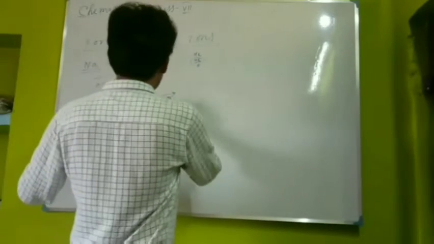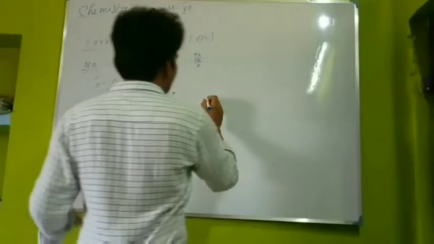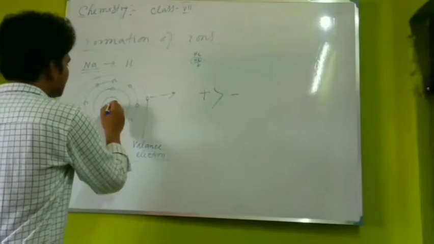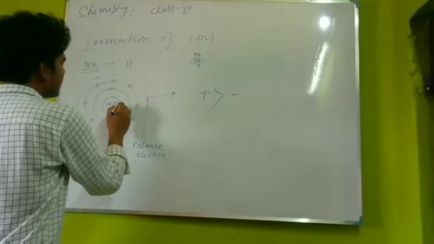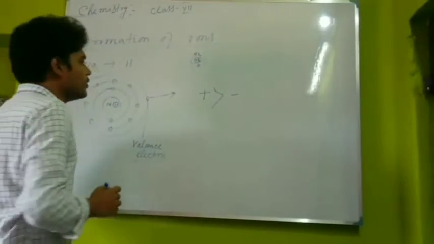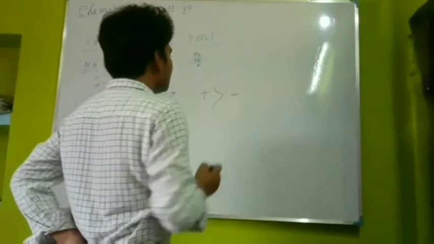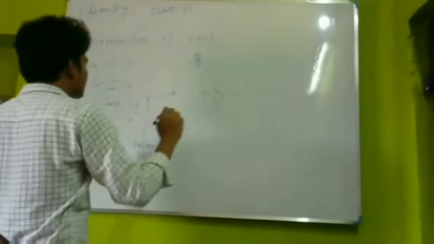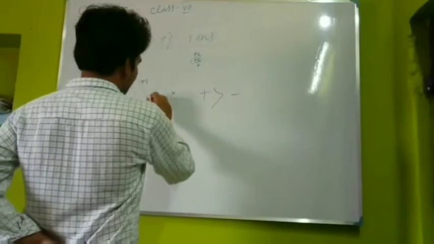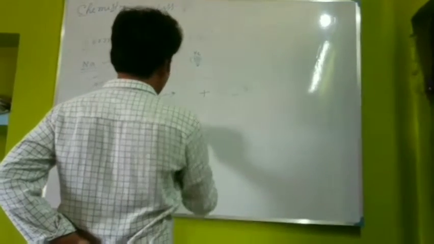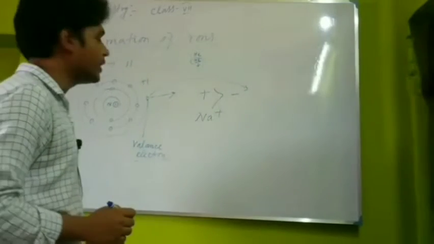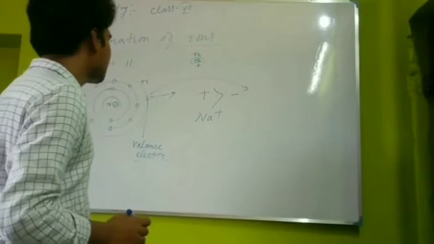So when it gives one electron, the positive charge will be greater than the negative charge, because the positive charge is the same, that is 11, which is placed at the center or nucleus. So positive charge is greater than negative charge and the excess positive charge is plus 1. So when it gives this electron to another atom, it becomes Na plus.